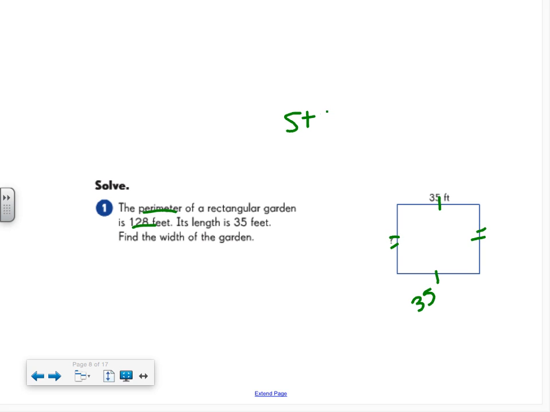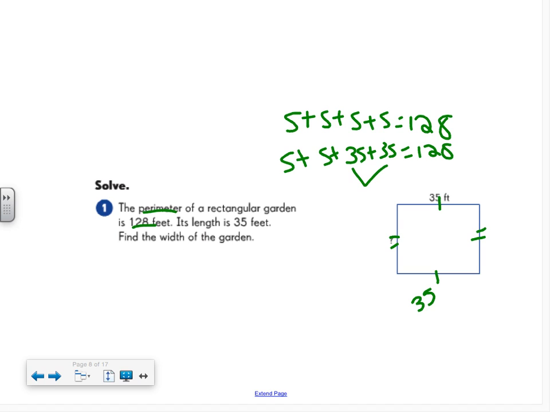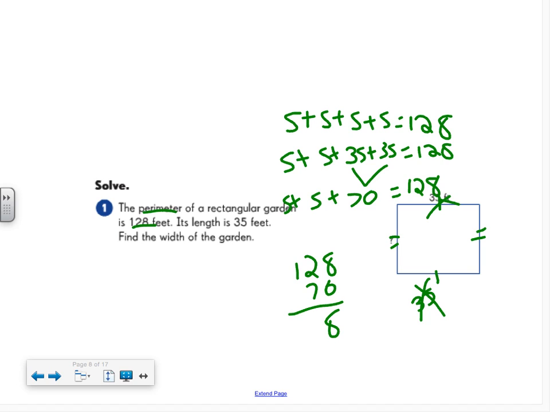So I know that my sides all together are going to equal 128. Its length is 35, so I know that this is 35 and this has to be 35. And I know that 35 plus 35 together is 70. 128. And I know that I have two sides left over. Okay, once again, I want to take away what I already know so I can see what I have left. I need to take 70 away from my 128.